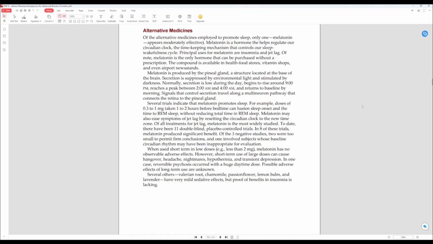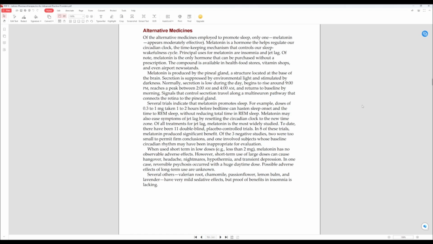Leaving us with alternative medicines. Of the alternative medicines employed to promote sleep, only one, melatonin, seems to be moderately effective. Melatonin is a hormone that helps regulate our circadian clock, the timekeeping mechanism that controls our sleep-wake cycle. Principal use for melatonin is insomnia and jet lag. Of note, melatonin is the only hormone that can be purchased without a prescription. The compound is available in health food stores, vitamin shops, and even airport newsstands.